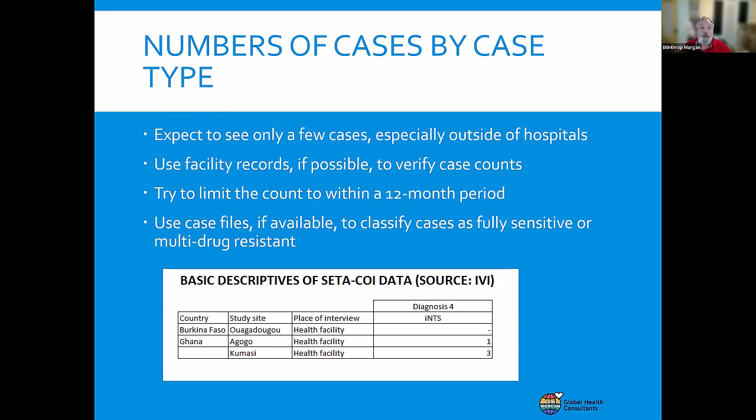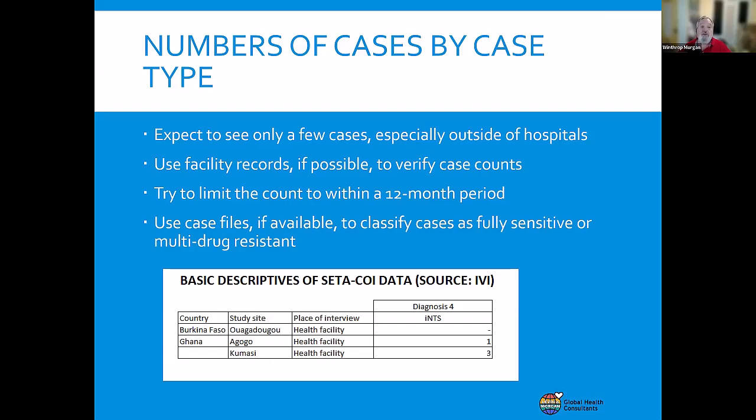Also, make sure if you can get access to the facility records, take a look at them and see if it's possible that there are other cases that may have, as we say in America, fallen through the cracks, and may not have been reported anywhere else. Try to look within a 12-month period when you're doing your count.